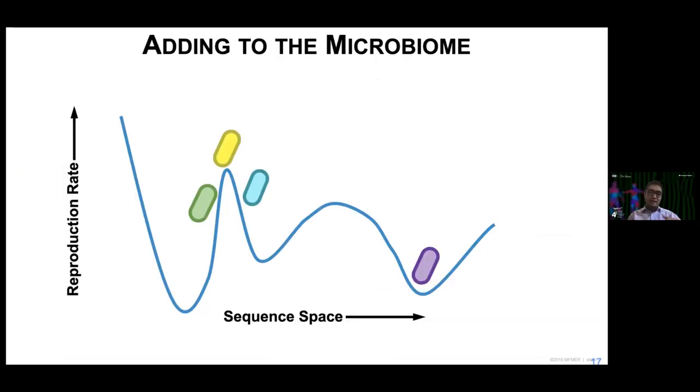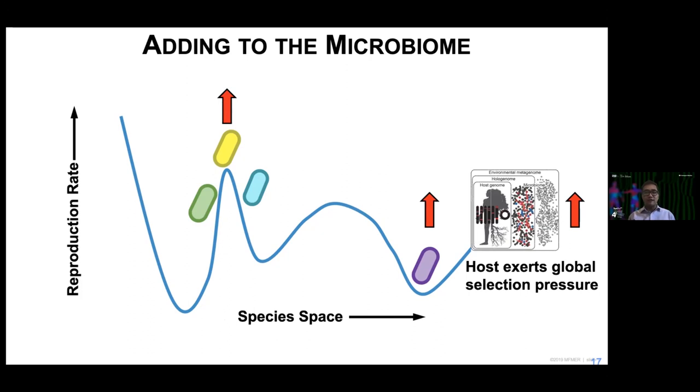So when you're adding something to the microbiome, here's how you can think of it. You imagine that the different microbes, in some kind of sequence space, have some kind of fitness criteria, and let's assume the fitness criteria in this case is something like the reproduction rate. And of course, if you're at a local optimum, that's good for you. That means you're more likely to be able to engraft. And there's some kind of general picture of a fitness landscape for microbiomes to colonize your gut.